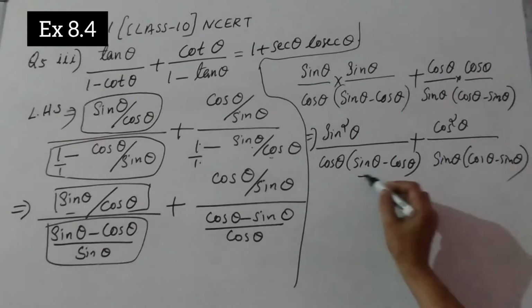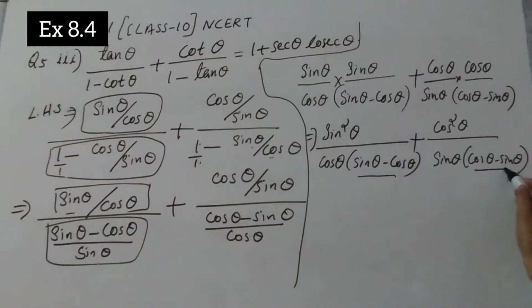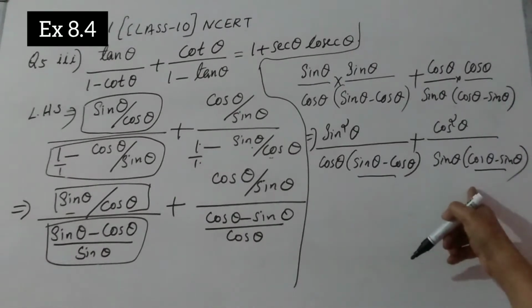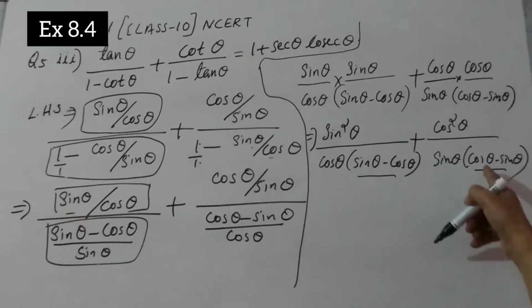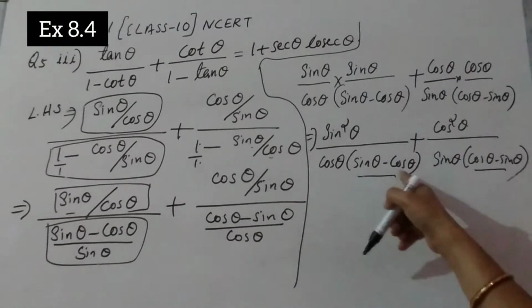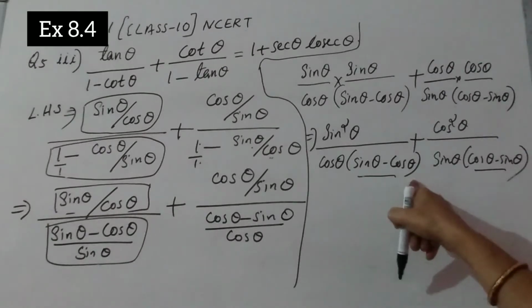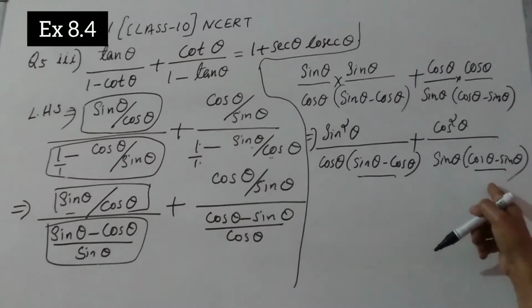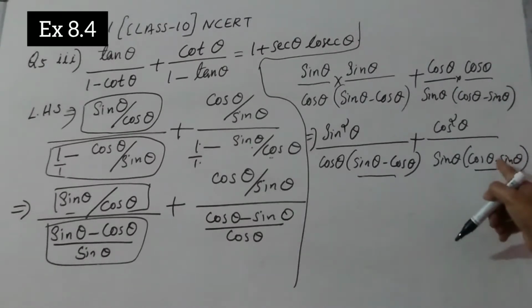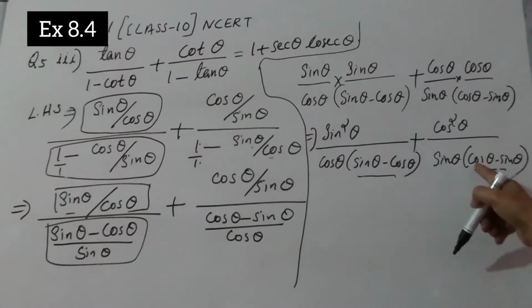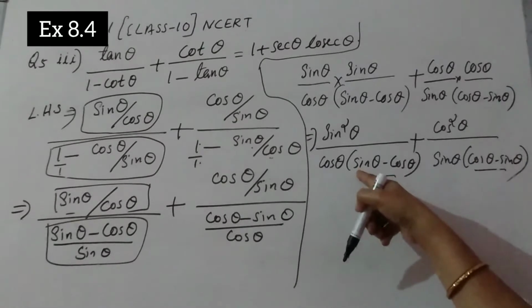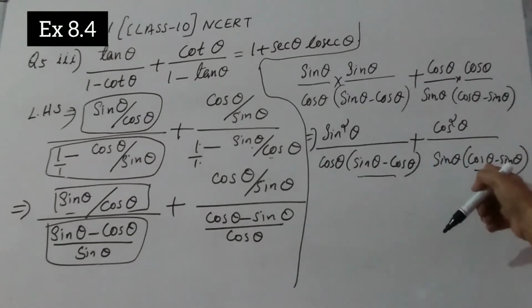Now here you see sin theta minus cos theta and cos theta minus sin theta. So now again we have to do simplification. When we are doing the simplification, we should take the LCM. If we want to take the LCM, here you see cos theta minus sin theta and sin theta minus cos theta. The terms are same but the signs are different. So you have to make the signs of the terms same. Here if you take a minus sign outside, then we can see minus cos theta and plus sin theta will come. So we can take a minus sign outside here.